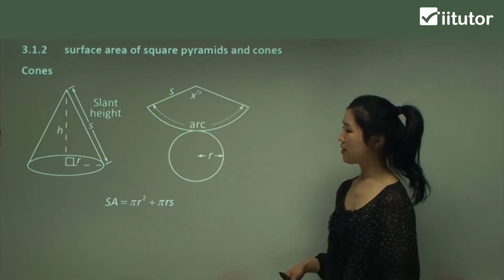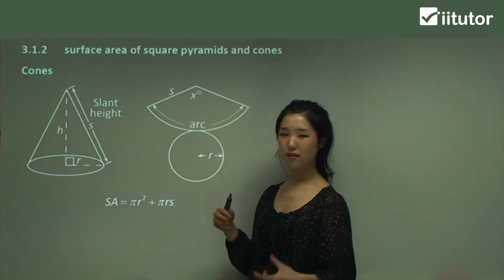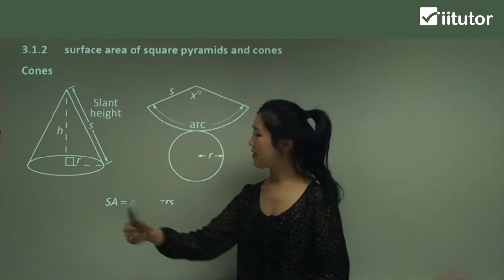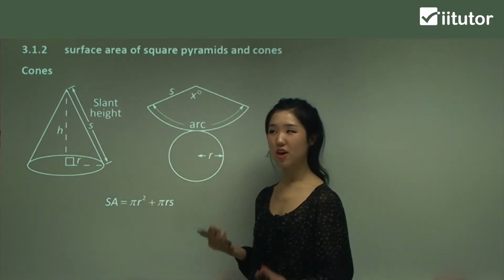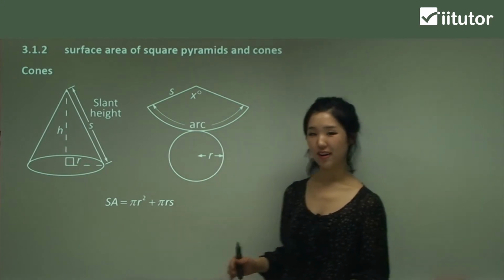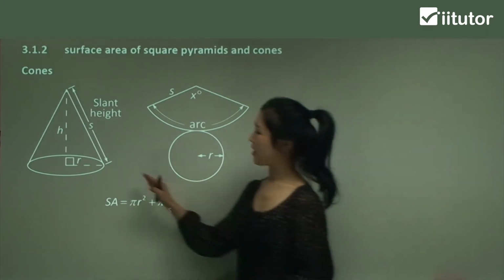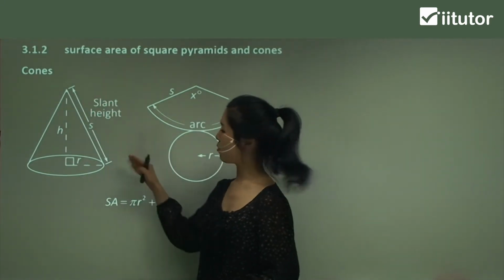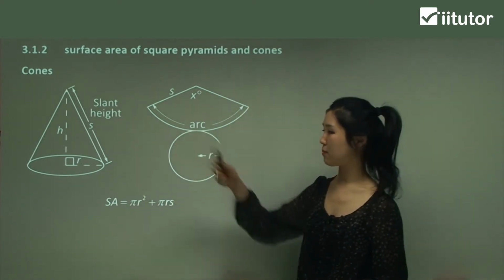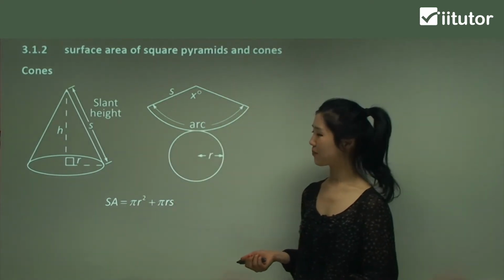Now with cones, this is what a cone looks like. So it's a pyramid where the base is a circle. So it's like a circular pyramid, but we call it a cone. And again, this length here, because it's slanted, we'll call it the slant height, and we'll label it as S. Okay.